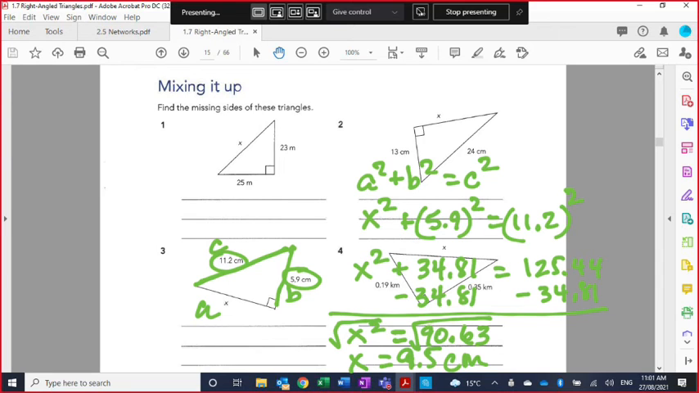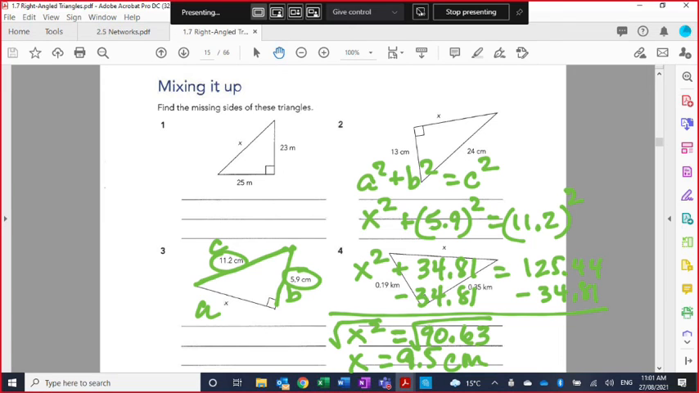Okay, so don't think of it as two different processes. It's the same formula, and you're just going to solve the equation, no matter if you're looking for the hypotenuse or the A or the B, who cares? Okay? Don't let them make you think that it's two different things when it's really just one.